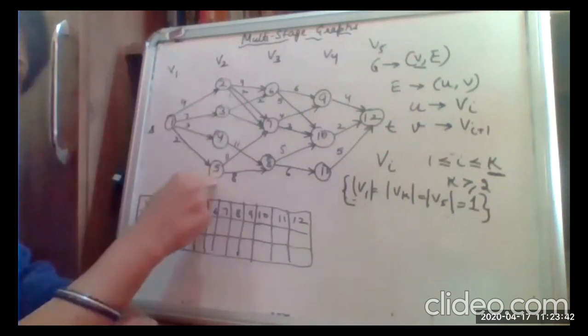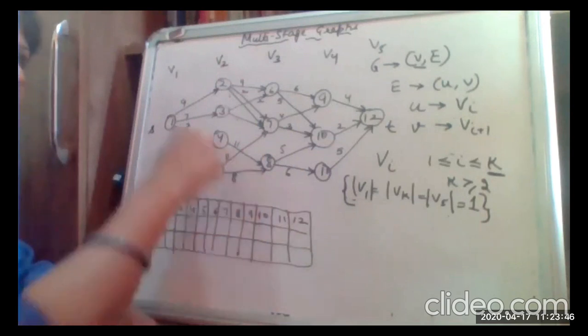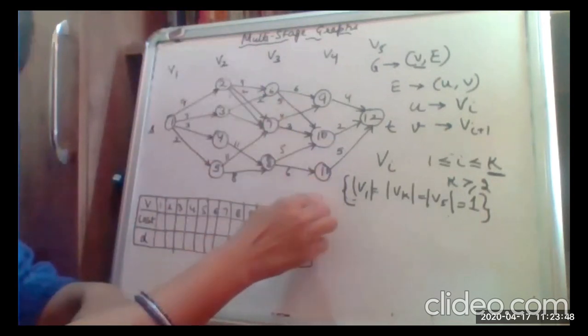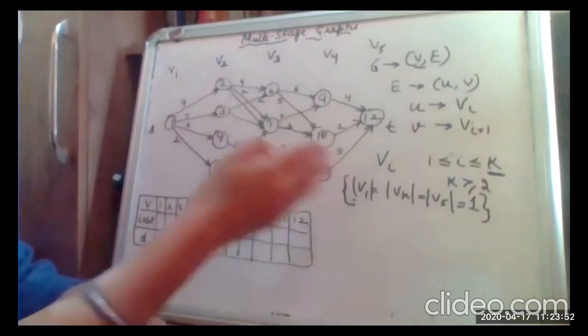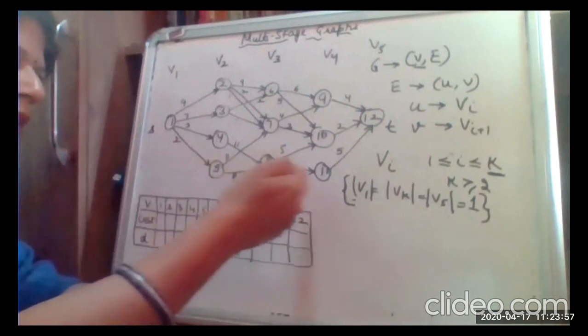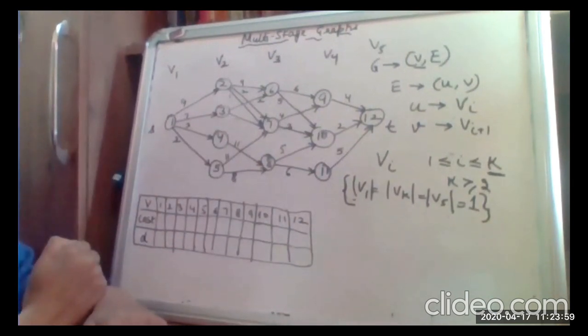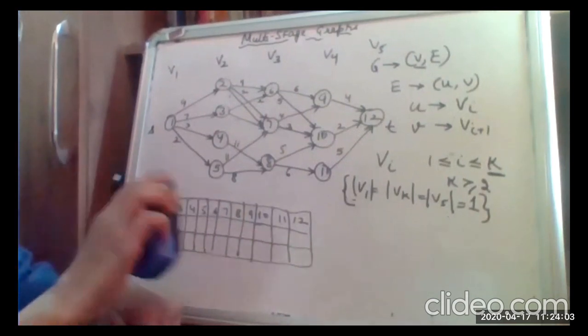And at stage 2, again it is making a choice for stage 3. At stage 3 it is making a choice for stage 4, and at stage 4 it is making a choice for stage 5. So this is how it is working step by step forward. So we call this a forward approach. Fine. So let's quickly see how we can work with this.